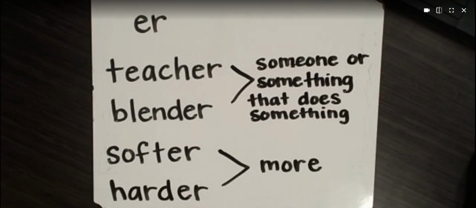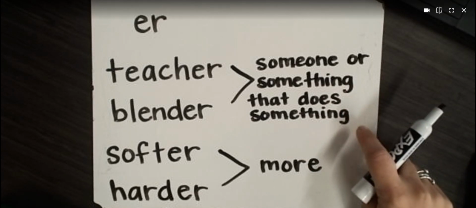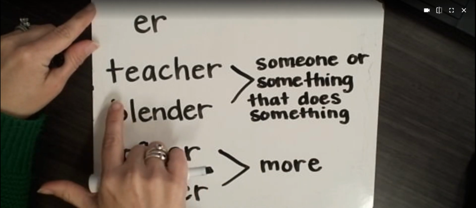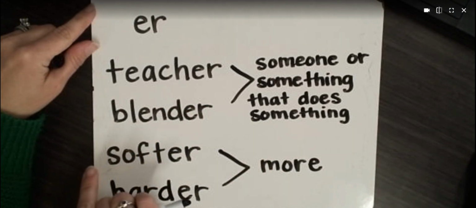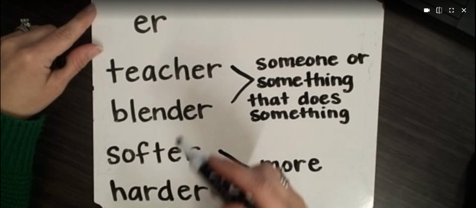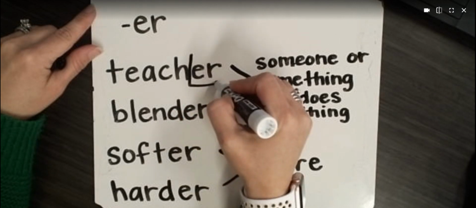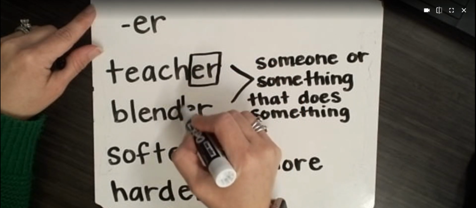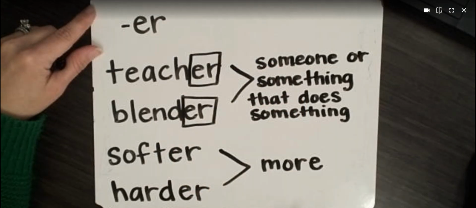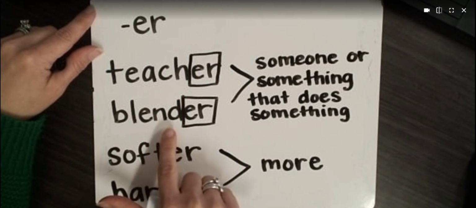So suffix ER, when added to the end of a word, can mean someone or something that does something. So for example, teacher is someone that teaches, and a blender is something that blends. So when we see suffix ER, we box it. And then we can see our root word of teach and blend.